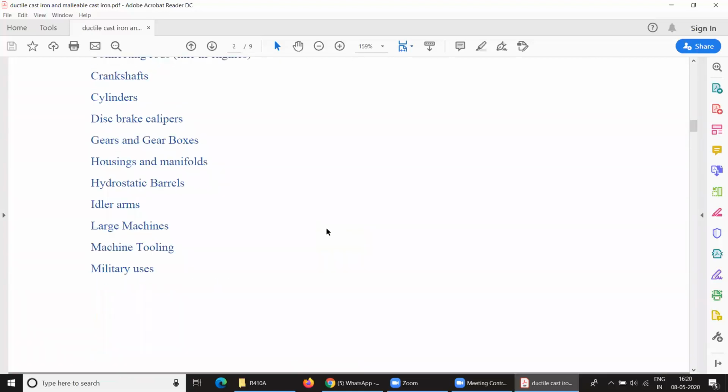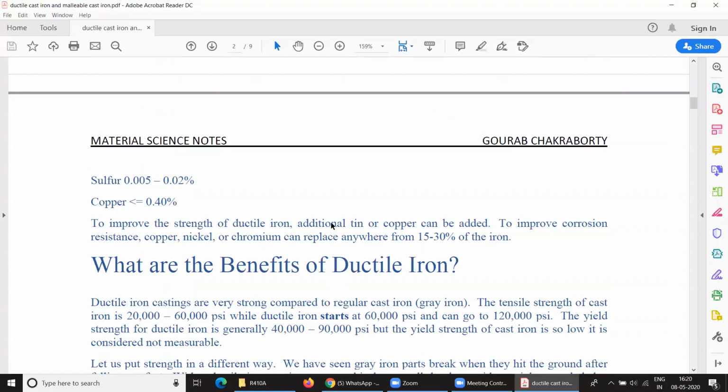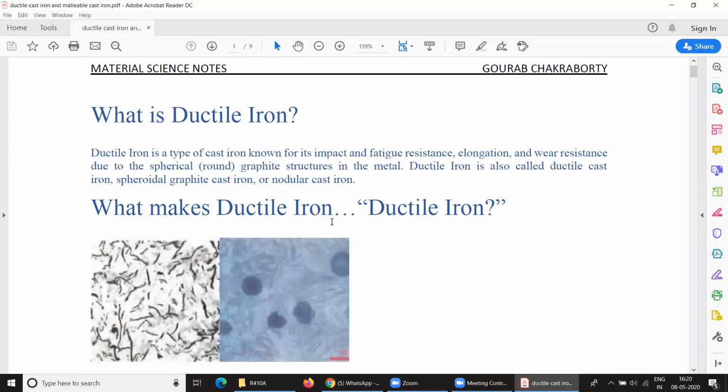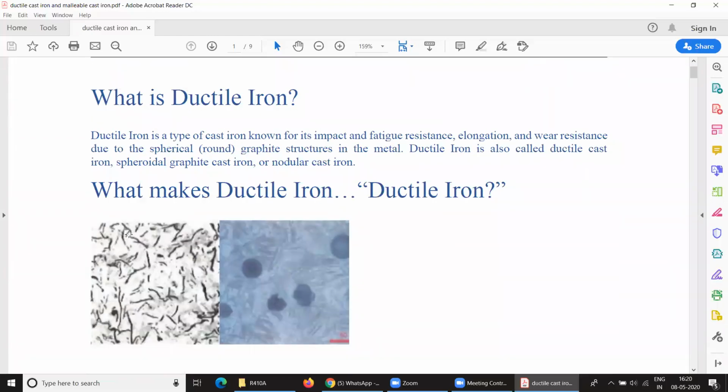And let me take you to the first position again, where you can see the pictures of two microstructures. I am repeating because this is very important. Here you can see the gray iron, or gray cast iron. Gray iron is gray cast iron, and ductile iron is spheroidal graphite cast iron, or nodular cast iron, or ductile cast iron.